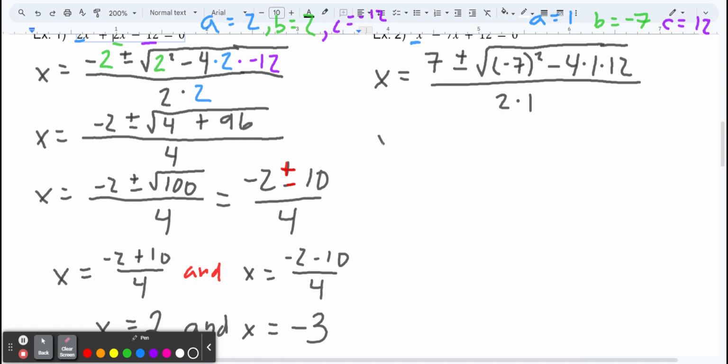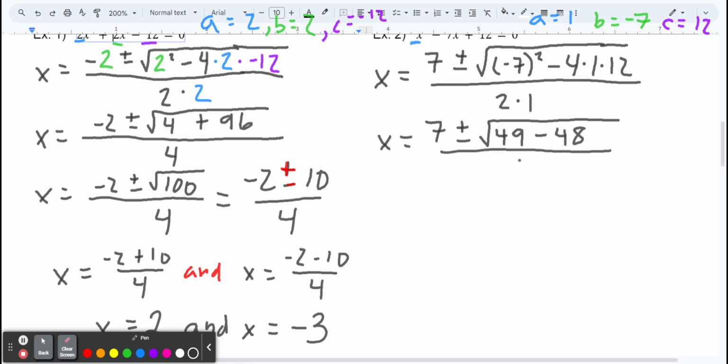So x equals, we'll get 7 plus or minus the square root of 49 minus 48, all over 2. And we get x equals 7 plus or minus the square root of 1 all over 2. The square root of 1 is just 1, right? So we get 7 plus or minus 1 all over 2.